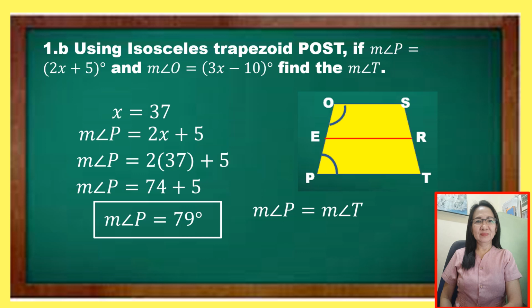Now, since the measure of angle P is equal to the measure of angle T, because these are the base angles of our isosceles trapezoid, then we can conclude the measure of angle T is also equal to 79 degrees. And this is what is required in our problem.